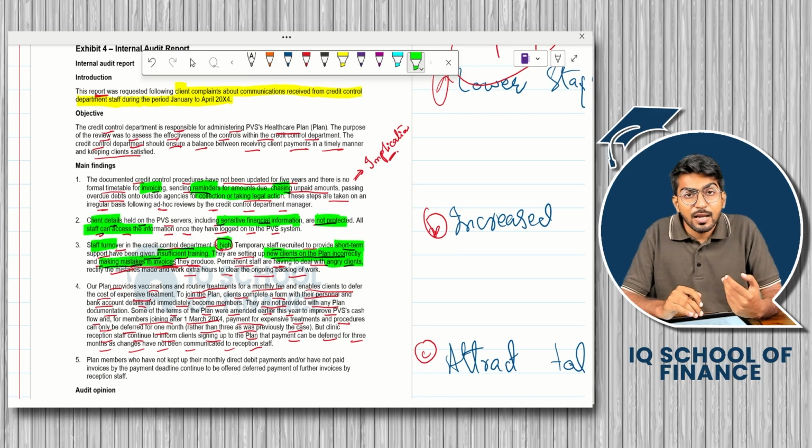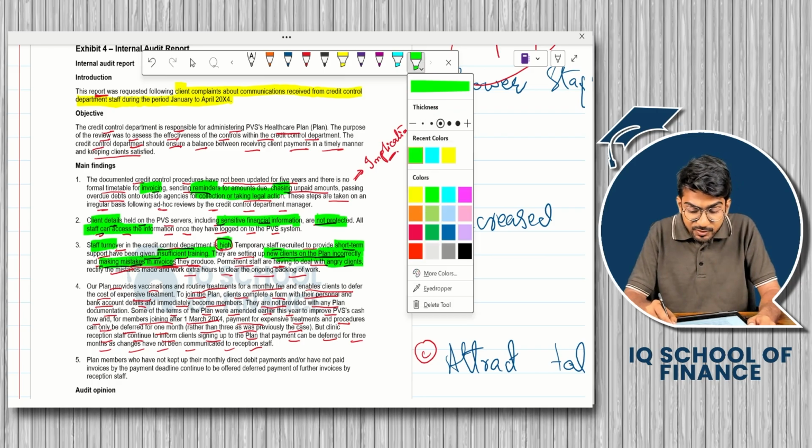Okay. Now, due to some cash flow issues, PVS has made a few changes in its plan. And what are the changes? Previously the client could pay in 3 later months, 3 installments. But now the client has to pay the fee of the treatment or the vaccination in 1 month. But the receptionist is not aware of it because it was not communicated to the receptionist. That is why the receptionist is still telling the clients that the payment can be made in 3 months. So this is the issue.